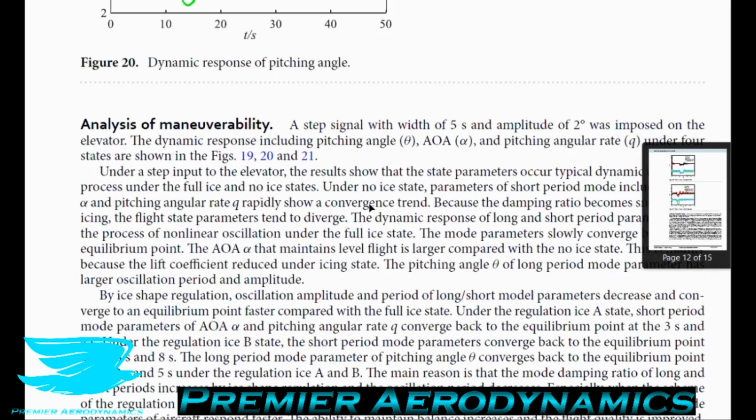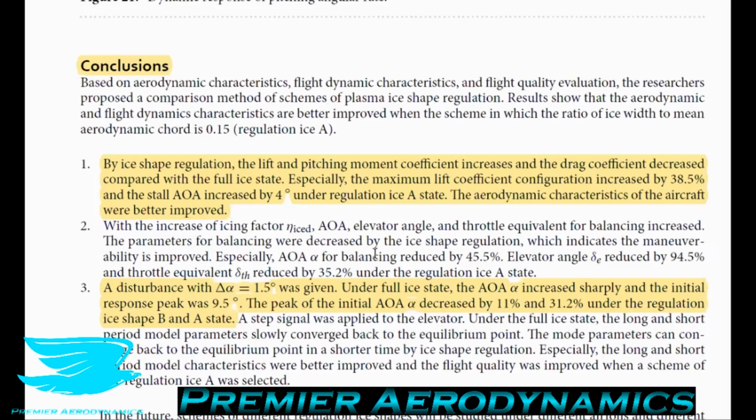So in conclusion, by ice shape regulation, the lift and pitching moment coefficients increase and the drag coefficient decreases compared to the full ice state. So it's very beneficial, but compared to the no ice state, it's not that good. Especially under the maximum lift coefficient configuration, the de-icing increases the stall angle of attack by 4 degrees compared to the completely iced over leading edge. And that's very good. The aerodynamic characteristics of the aircraft were improved.